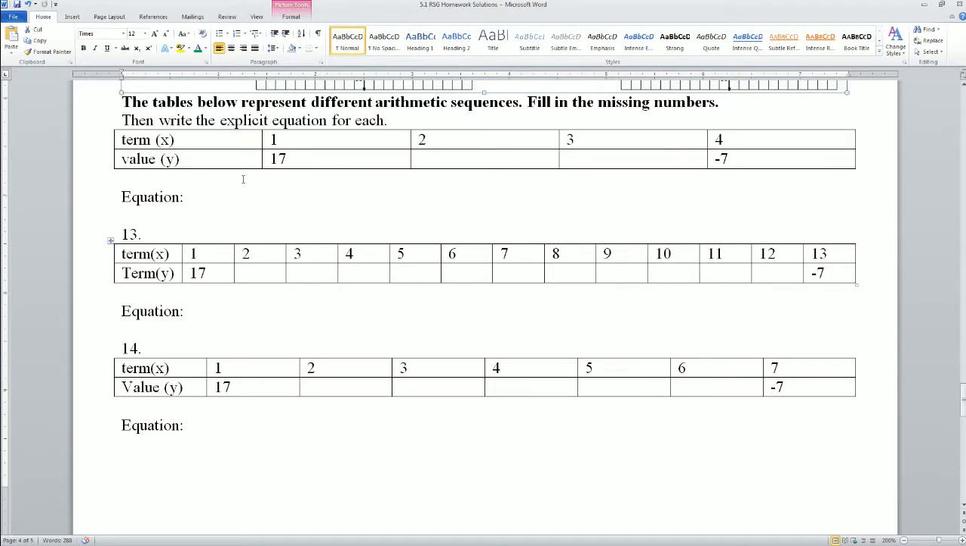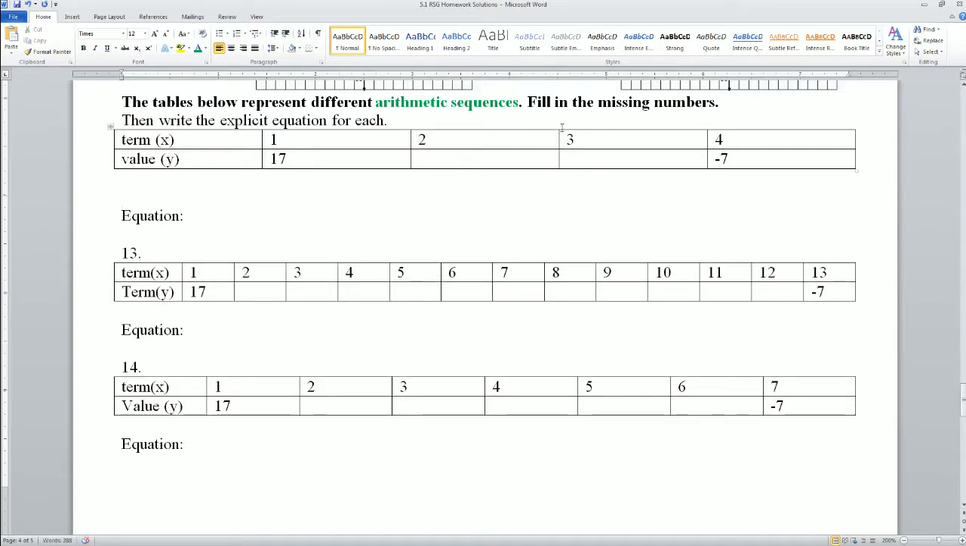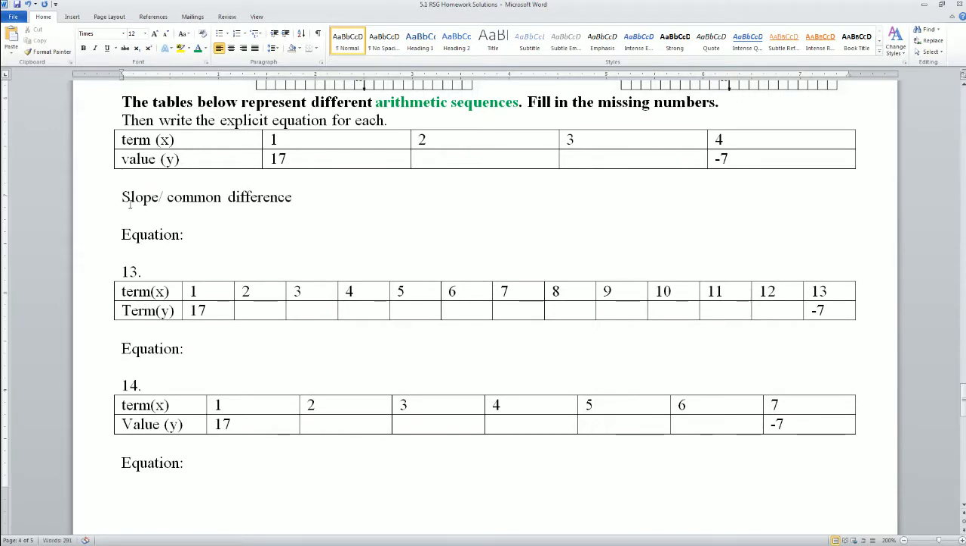The next one. The table below represents a different arithmetic sequence. Keyword, arithmetic sequence, so it's linear. Find the missing number, then write the explicit formula. Just to let you know, you need to find the slope, which we also call the common difference. Remember?